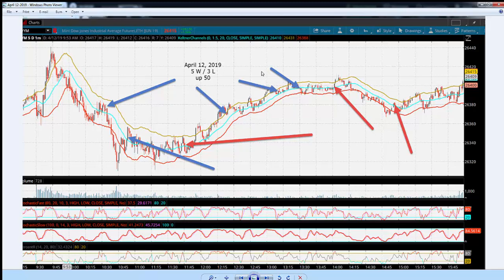So again, not a great week, but it was still a winning week. I'm still up $2,800 the first 4 weeks, $2,800. I have $18,000 in that trading account. Pretty good return on my money.